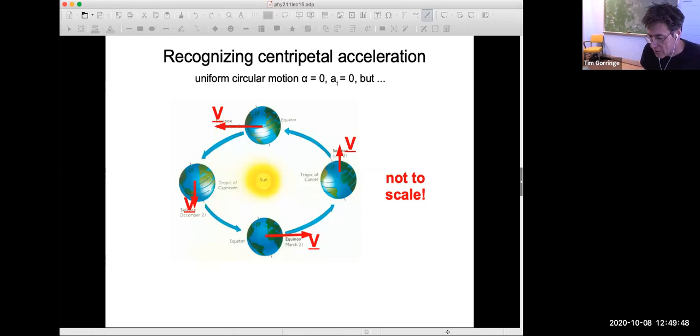Okay, so the goal and importance of this slide is that we want to recognize that even in uniform circular motion with constant angular velocity and 0 angular acceleration, there actually is acceleration and forces. So this is a sketch here of the Earth's orbit around the sun. Obviously, it's not to scale, right? The Earth in this is bigger than the sun. And the distance between the sun and the Earth is the same sort of scale as the size of the sun and the Earth. Obviously, it's nothing like that, but it does show us the Earth moving around the sun.